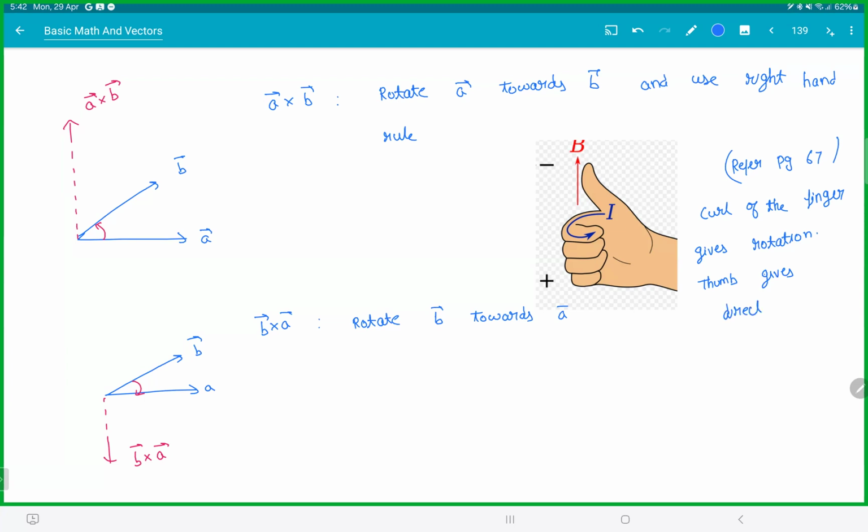On page 67, we have done this in detail, pseudo vector. You can refer to that. Clear? Everyone got the directions? Any doubts on this? Archana, Sanya, clear with this?